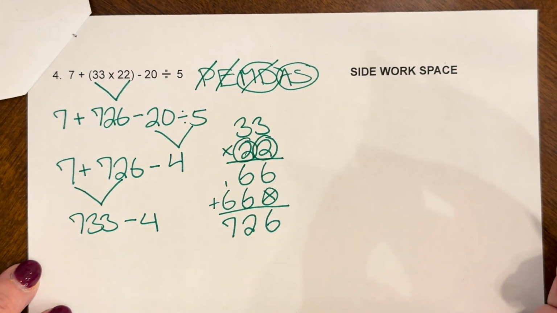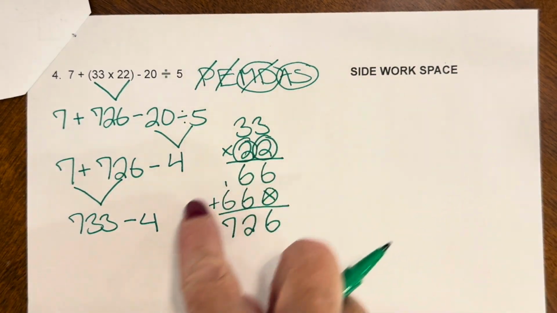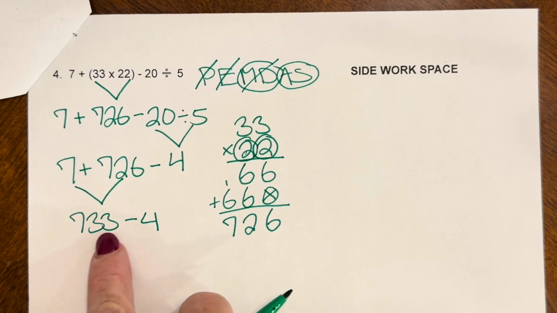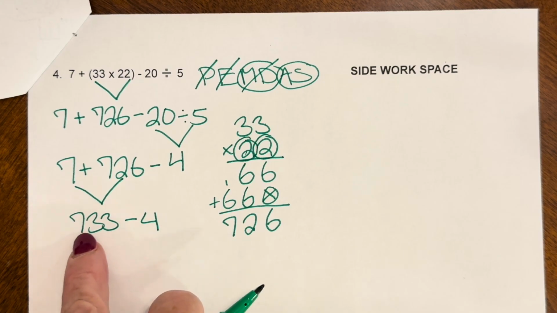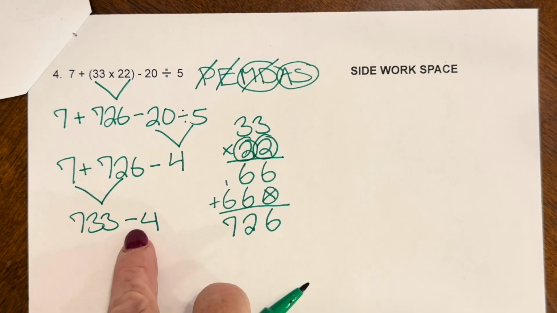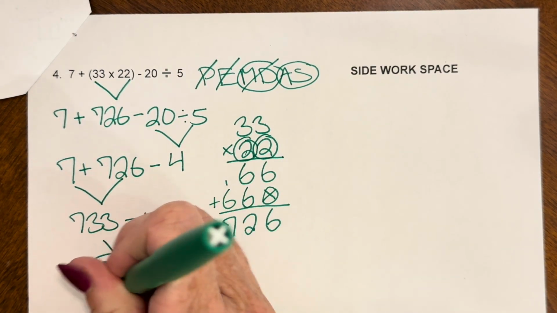I'm going to copy everything else down, and I still have some addition or subtraction. And again, you might be able to work this out. Well, if I took away 3, I would be left with 730. But if I have to take away 1 more, I'll be left with 729, which is my final answer.